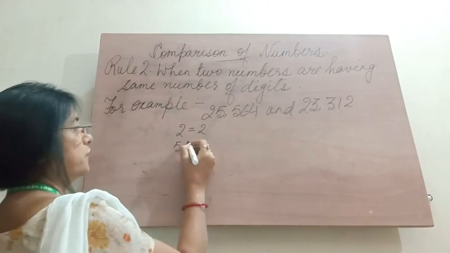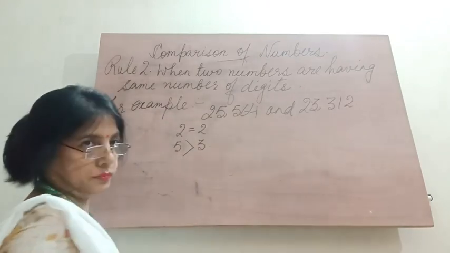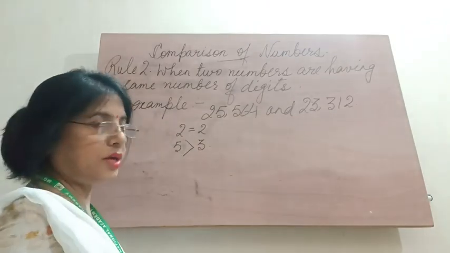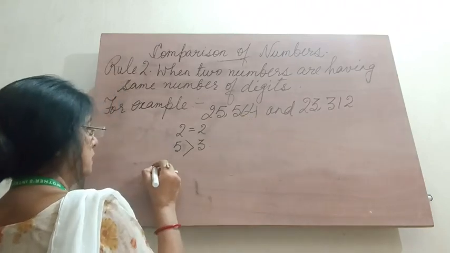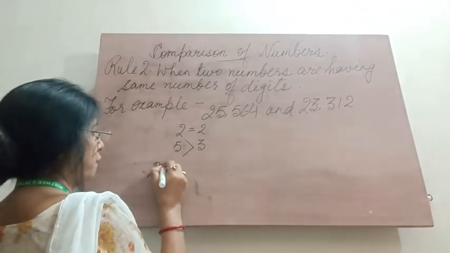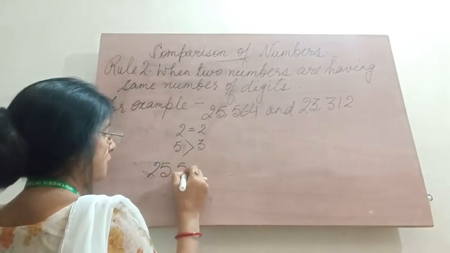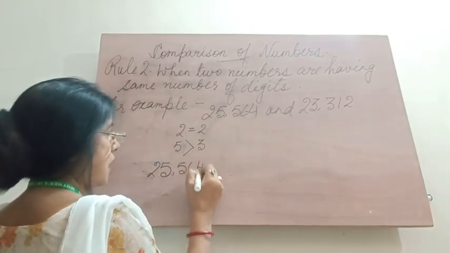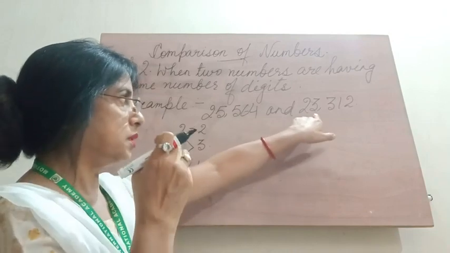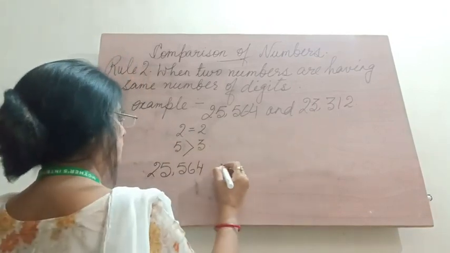Here 5 is greater than what? 3. So which number has 5? The first number has 5, 25,564. And in the second number, the second digit is 3.